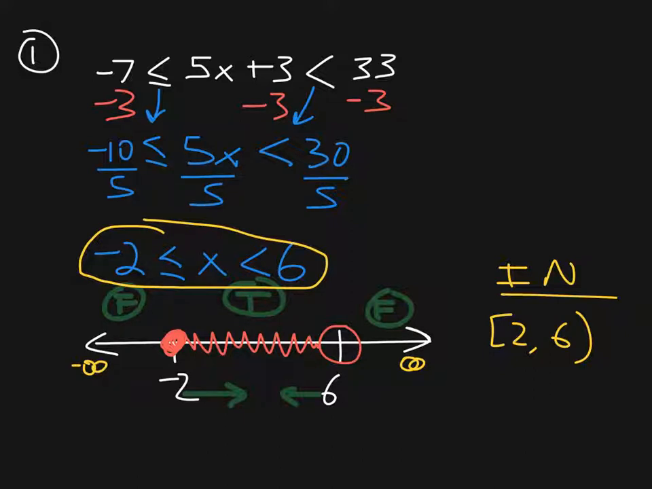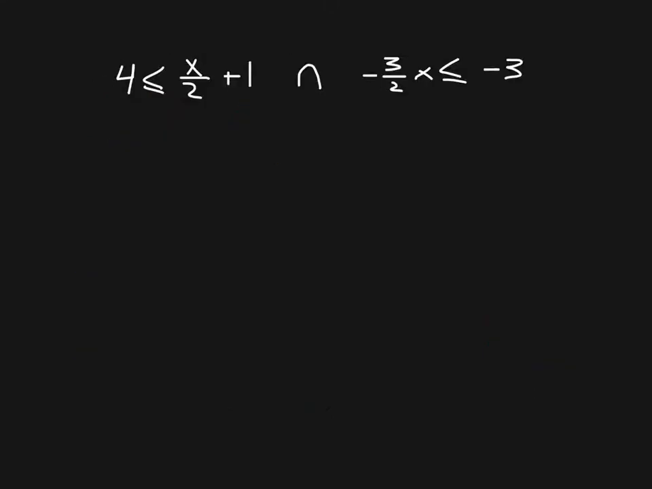Alright, let's try one more here. Pause the video and copy these down. And then don't forget this is an AND problem. That symbol there means AND. Let's take a look here. I have to solve both of these. Now this one on the left here, a common mistake is to multiply by 2 first. We have to subtract 1 to get this x term alone before we multiply by 2.